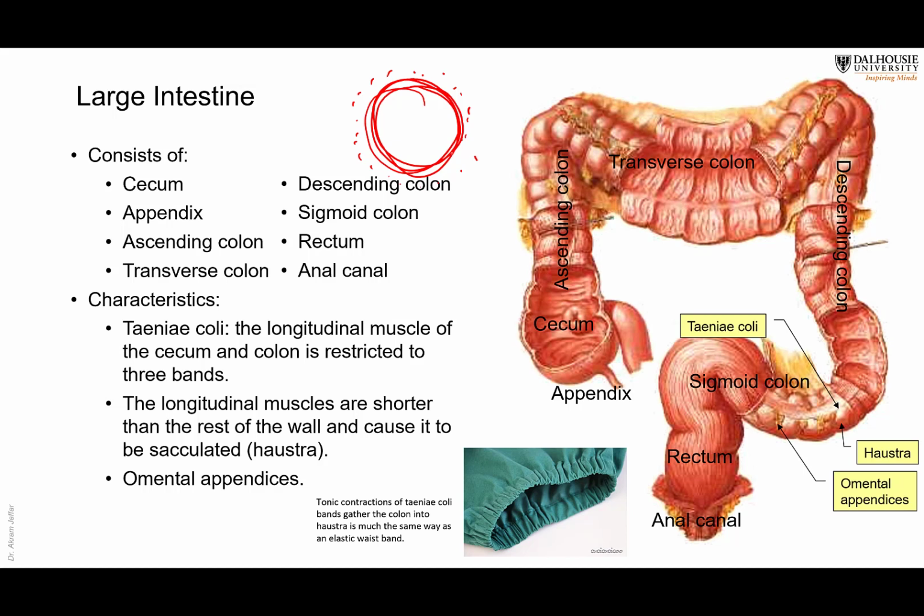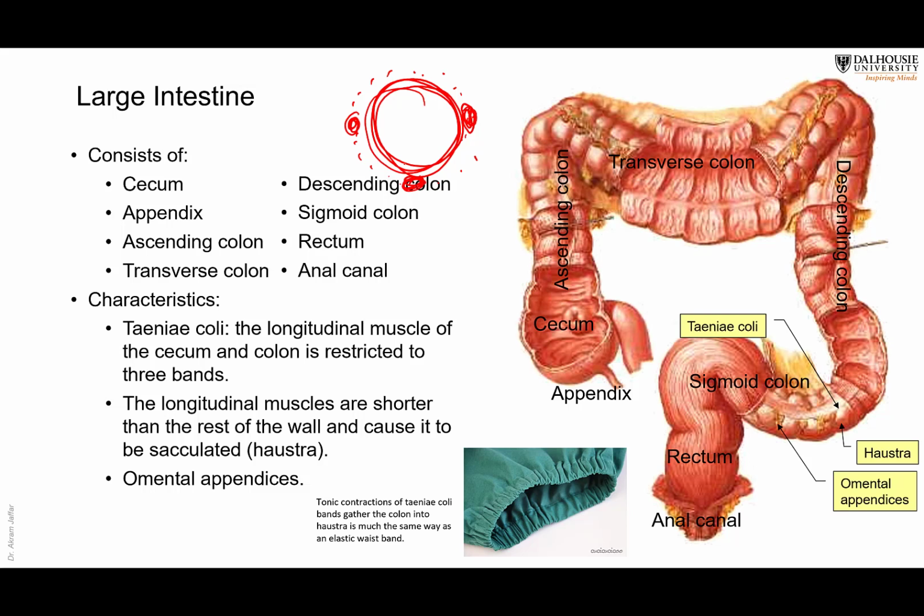But when it comes to the large intestine, and specifically the colon part of the large intestine, these longitudinal muscle fibers will arrange themselves into three bands. So we'll have a band here, a band here, and a band there. Three bands, which are called taenia coli. They are not present all around the circumference of the tube. And so the tension, the tone in the taenia coli, will make them shorter than the rest of the tube.